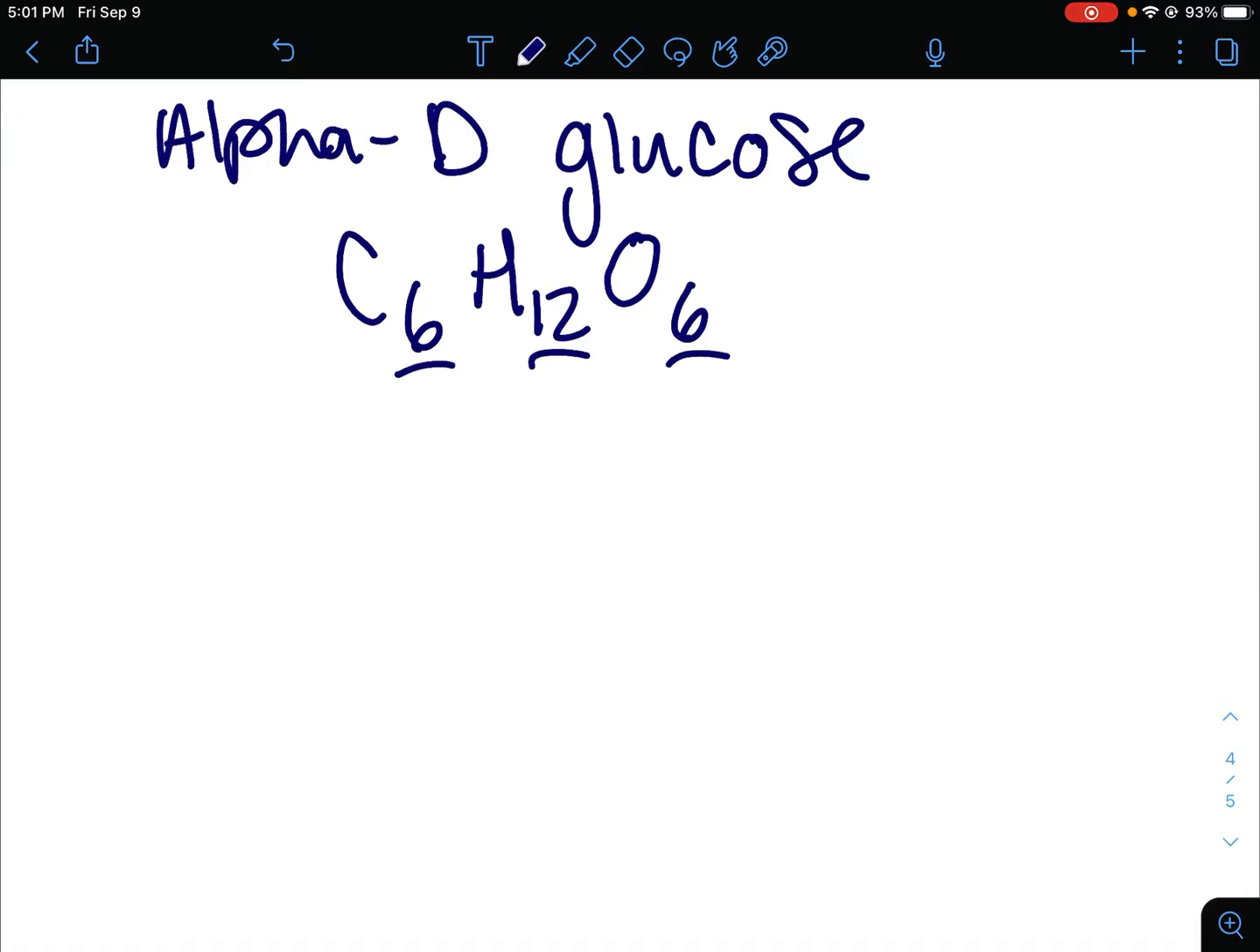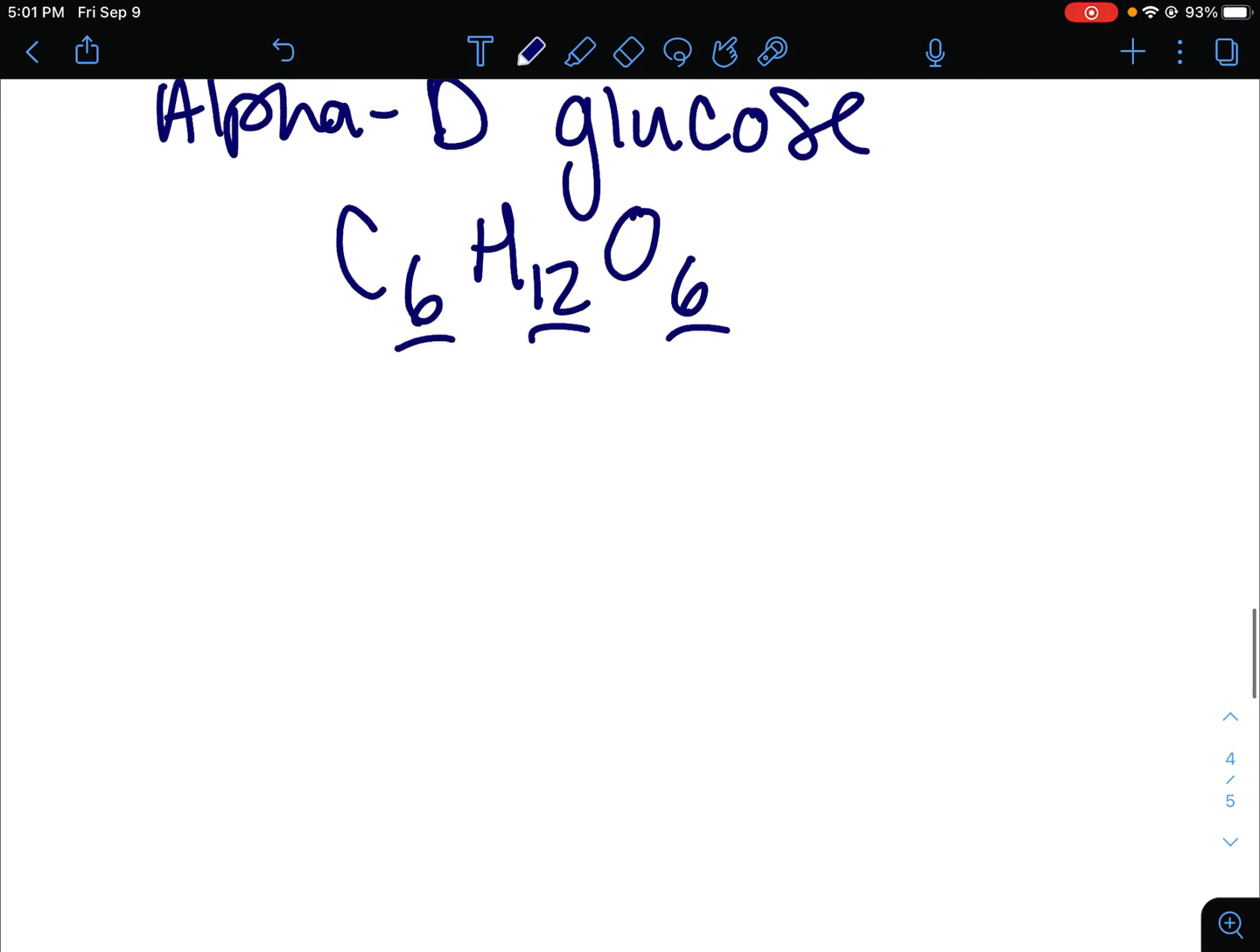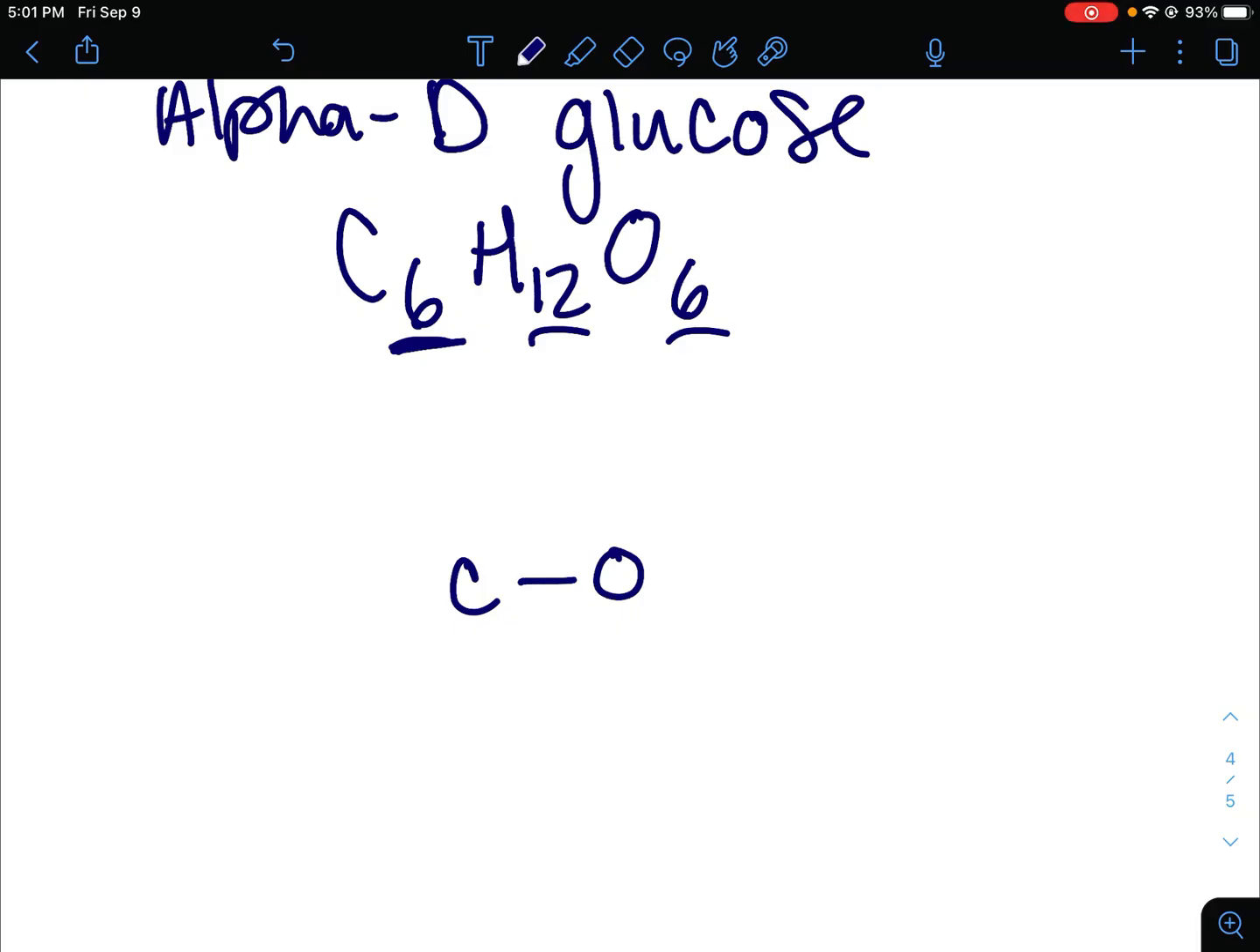So now we are going to start with our carbon backbone. Again, that's going to be our ring. So this one is a 6 carbon sugar, so it is not going to be a pentagon, it is going to be a hexagon. So we're going to start by going with that. It starts at the top with a C connected to an O, and then you do 1, 2, 3, 4, 5 carbons.